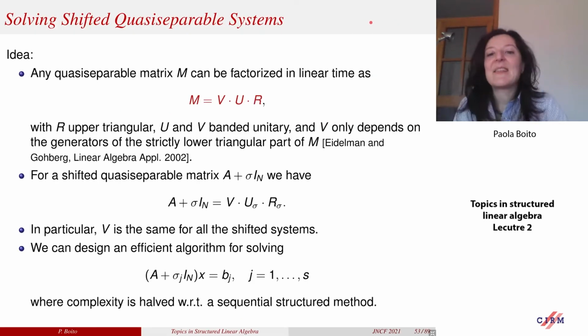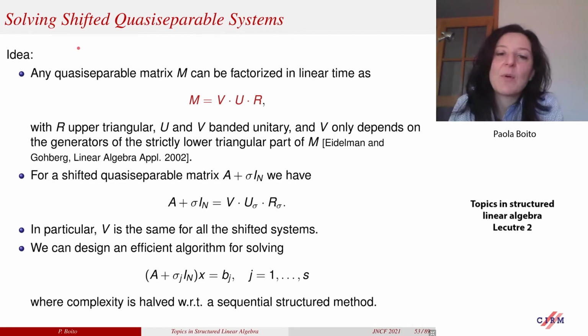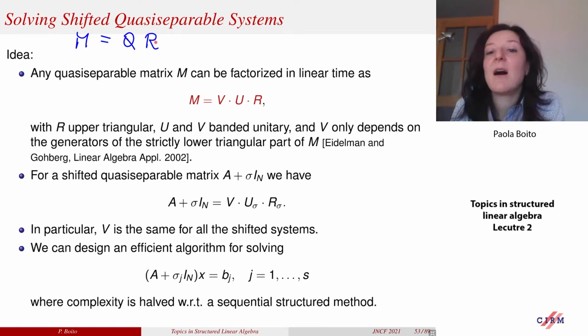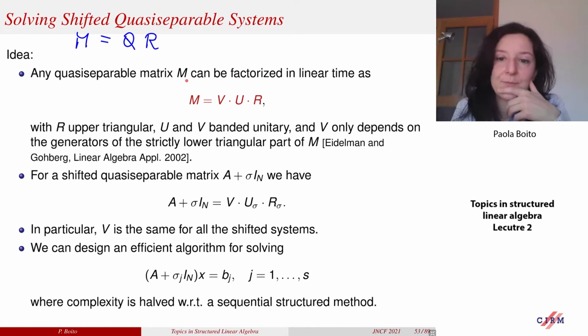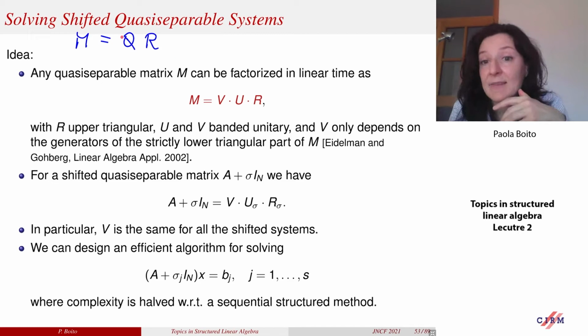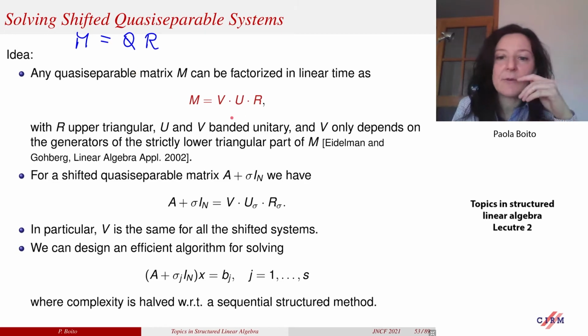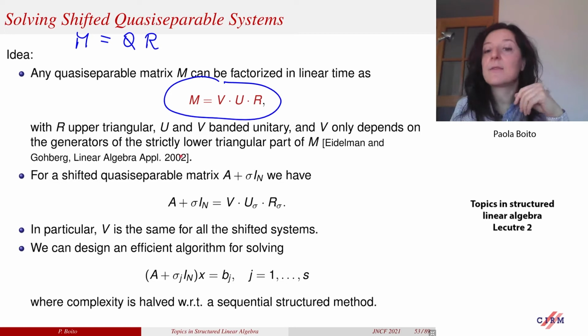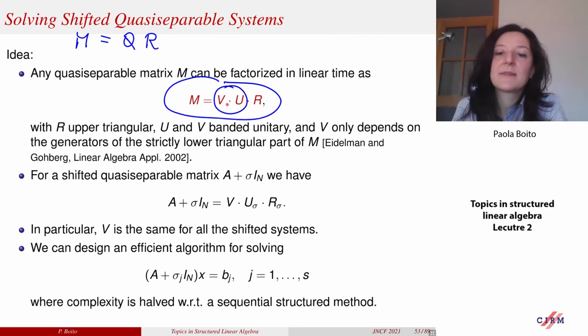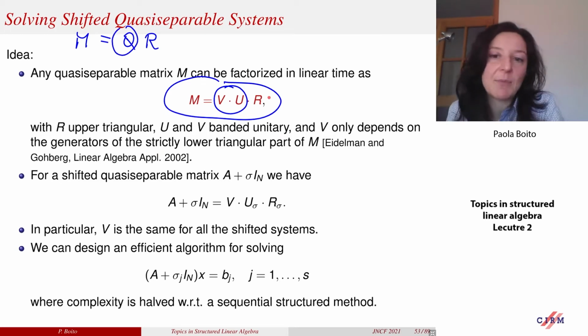So in the quasi-separable case, the main idea relies on the way the QR decomposition works for quasi-separable matrices. If I have a quasi-separable matrix M and I want to factor it as Q times R, where Q is unitary and R is upper triangular, there are methods for doing this with linear complexity, and then you can use these computed factors to solve a linear system. The QR decomposition can be computed through repeated factorizations that give this form: the product V times U, where U and V are banded unitary matrices, is the unitary factor Q. And then we have the upper triangular factor R.